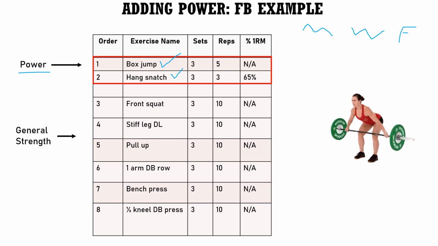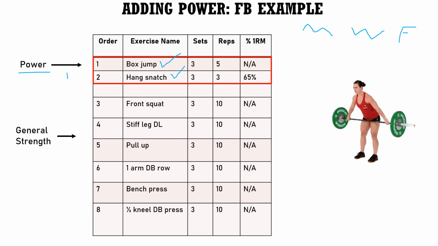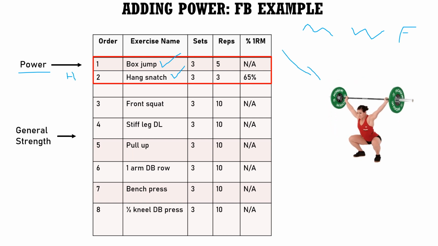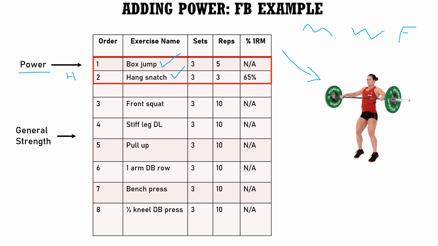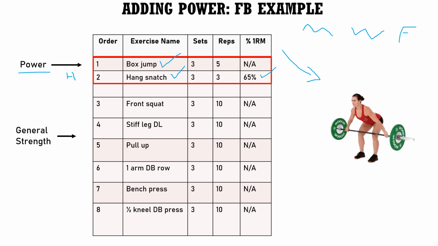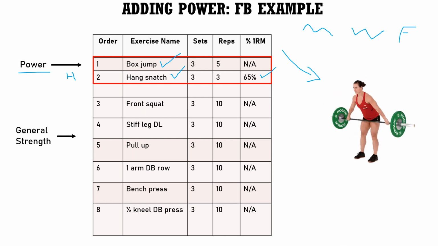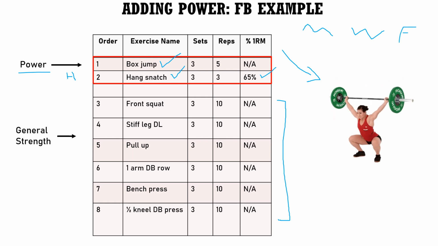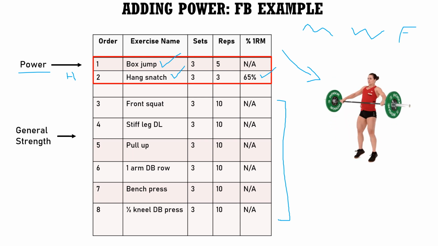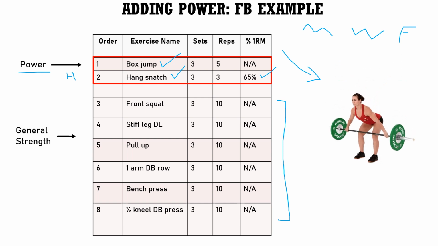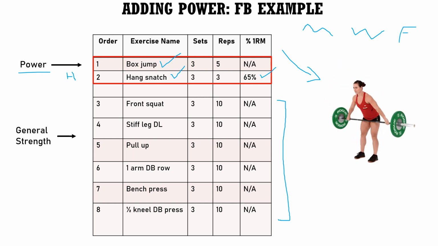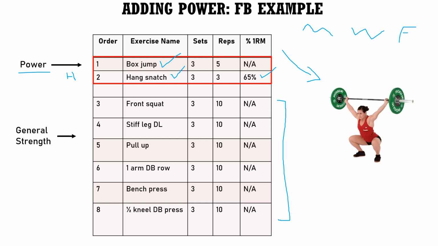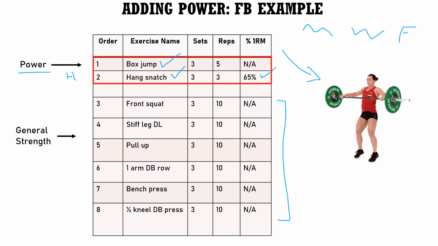Second, we have what we would call our heavy implement power. In this example, we've chosen to use the hang snatch. The example of the hang snatch can be seen here. From a programming standpoint, we've decided on 3 sets of 3 with 65% of the 1RM. Now the remainder of the workout just looks like our standard full body training session. It's 3 sets of 10 in a well-balanced full body workout. Of course, depending on the phase of training, this could be 3 sets of 8, it could be 3 sets of 12, etc. But this is just an example of how power can be implemented and integrated into your existing full body program.